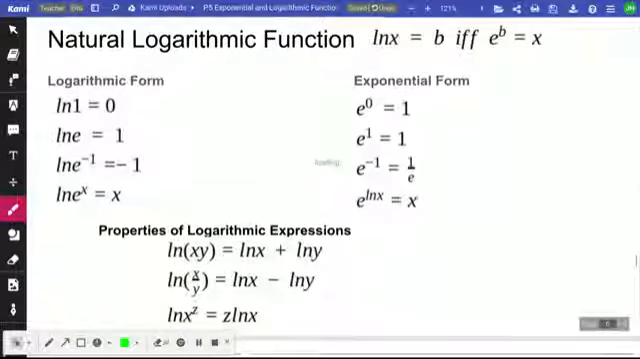Again, we're going to do some more properties. These are things that will be helpful if you're looking through your homework assignments, working on your test. You may want these in front of you. Natural logarithmic function. It is natural log of x equals b, if and only if. Remember, that's what that means. E to the b equals x. Okay, so these are inverses of each other.